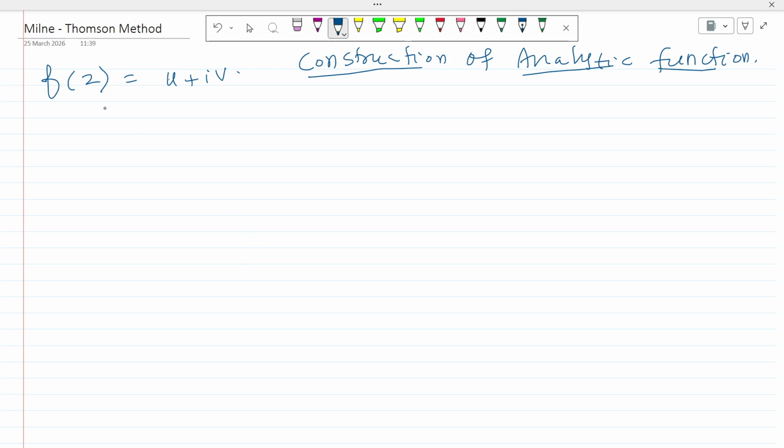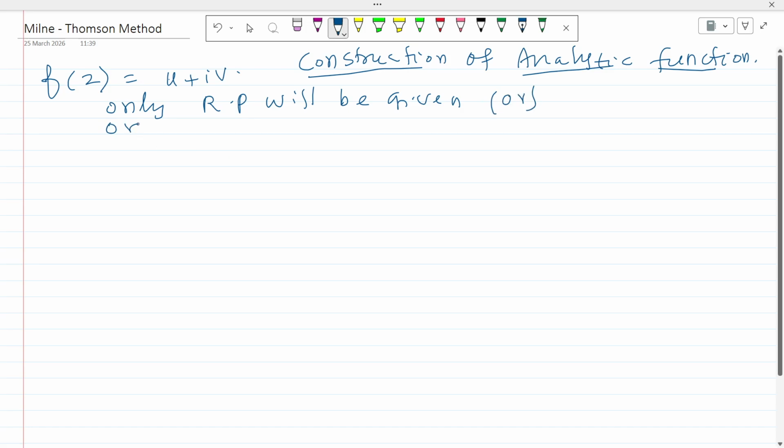In case only the real part is given, or only the imaginary part is given, you have to identify the analytic function f of z. That means if only the real part is given, you have to find the imaginary part. Then you can find u plus iv, and then you will get the analytic function f of z.